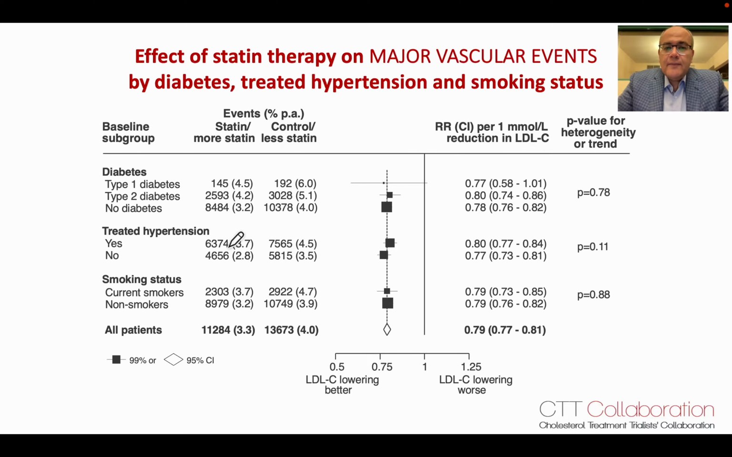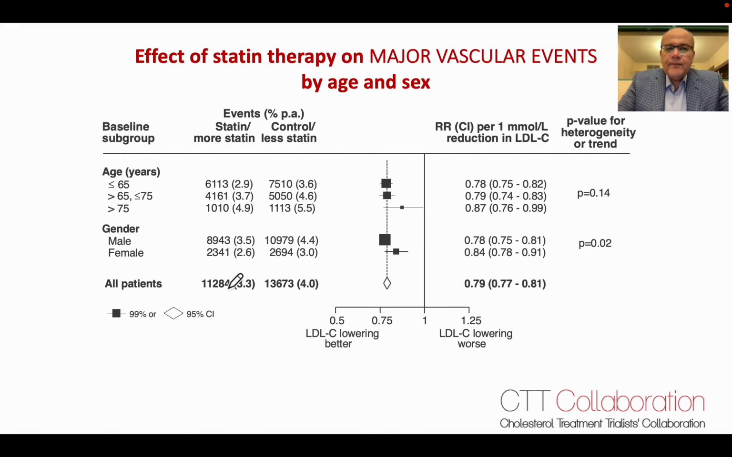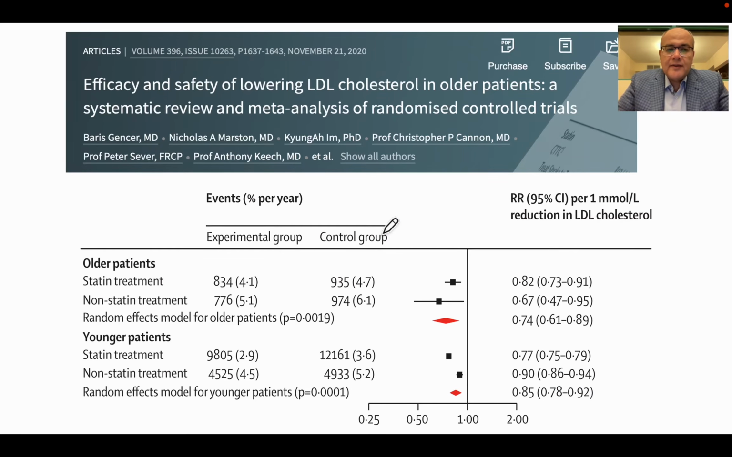Looking at the curves here from the Cholesterol Treatment Trialists that has tens and hundreds of thousands of patients, whether the patient is diabetic or non-diabetic, the benefit is the same. Hypertensive or not, the benefit is the same. Smoker or not, they all get a reduction of around 25 to 30%. Above the age of 75, less than 65, the benefit is more or less the same. Males and females, they derive more or less the same benefit.